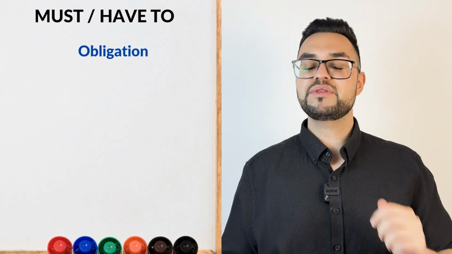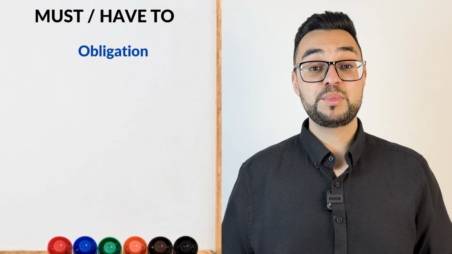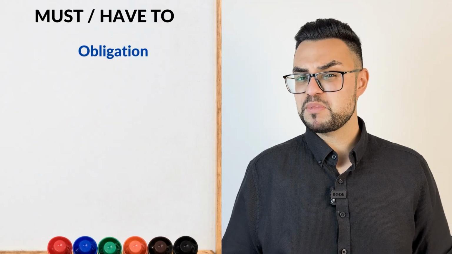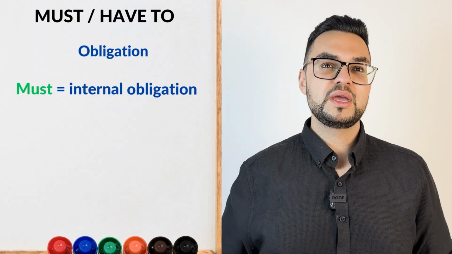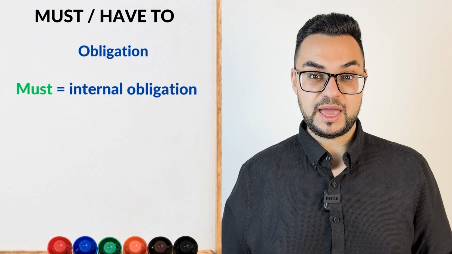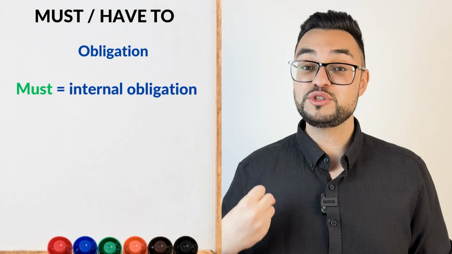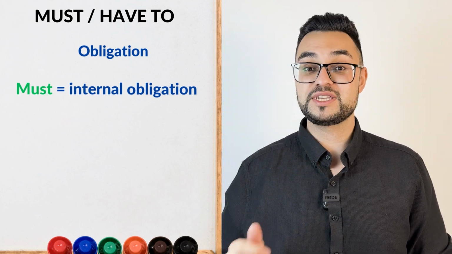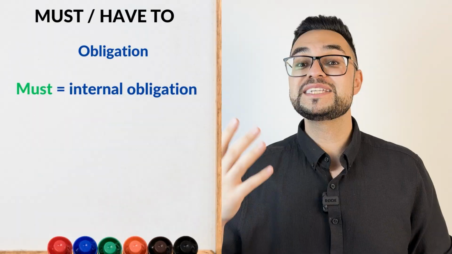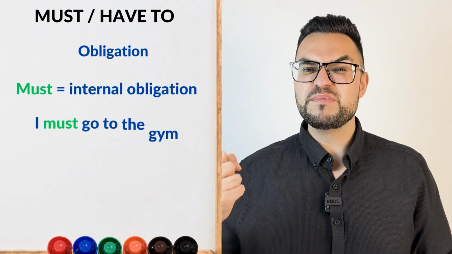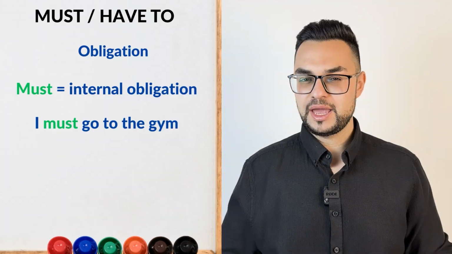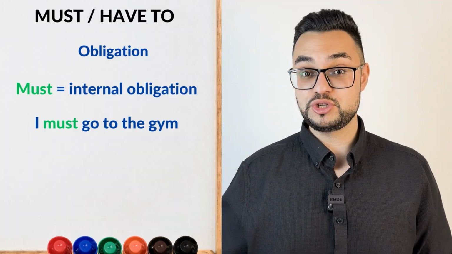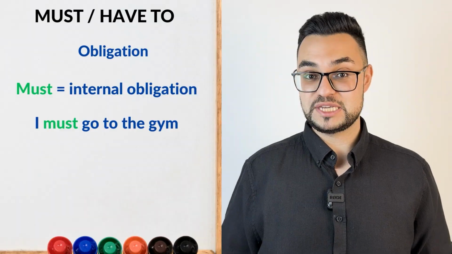The next one is must and have to. We use both of them for obligation, but there is a difference. We use must like an internal obligation. For example, you want to go to the gym and you're obligating yourself to do that. No one else is forcing you. You just want to do it yourself. So you say, I must go to the gym. This is internal obligation.